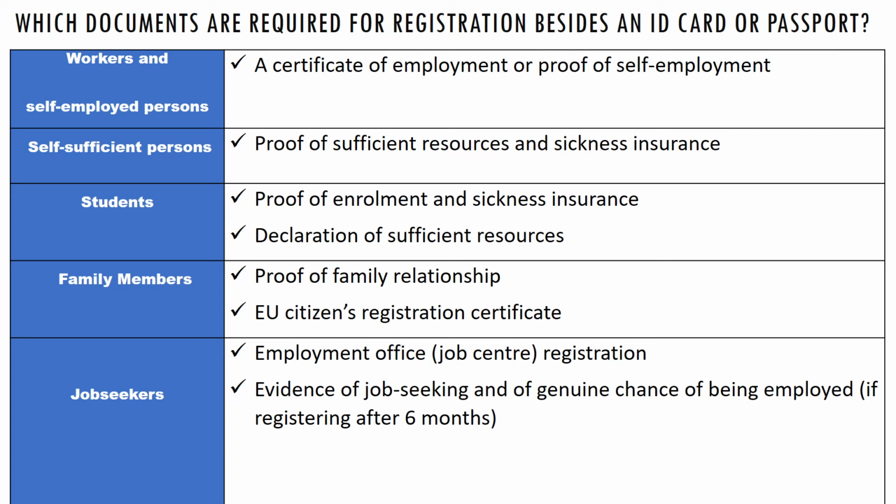Students must give proof of enrolment, a declaration of sufficient resources, and proof of sickness insurance. Family members must provide proof of their family relationship and the registration certificate of the EU citizen they are accompanying or joining. Job seekers, during the first 6 months of their stay, must only produce a document proving their registration with the job centre. If they are registering after 6 months, they also have to provide evidence of their job-seeking activity and of having a genuine chance of being employed.